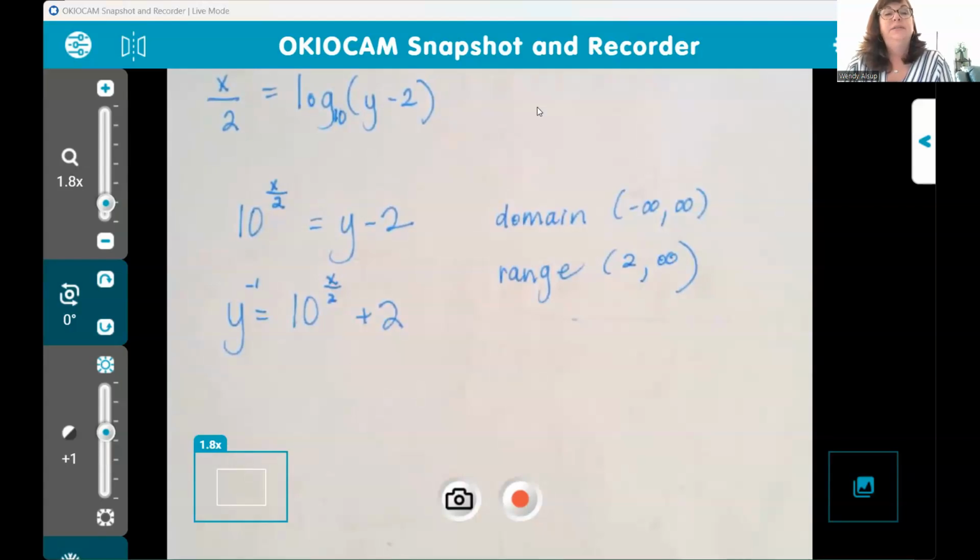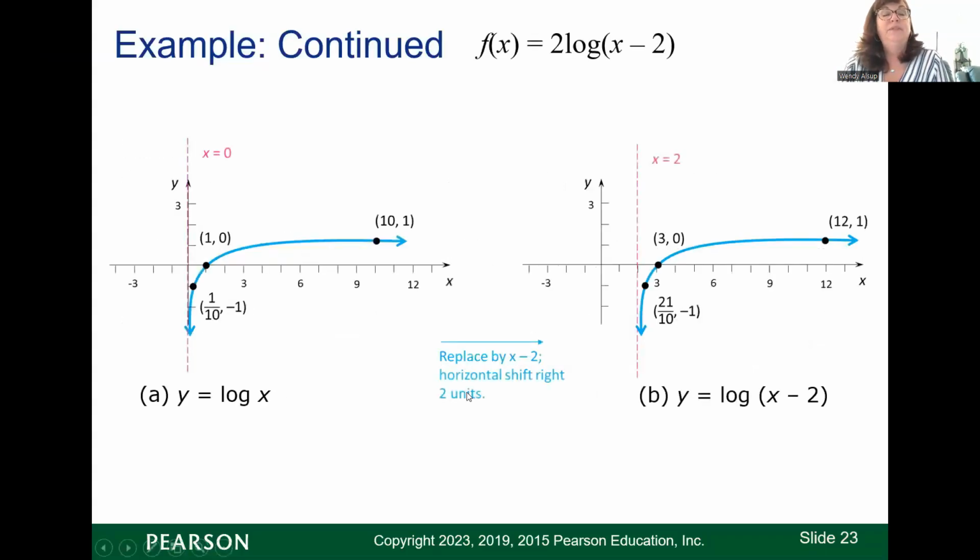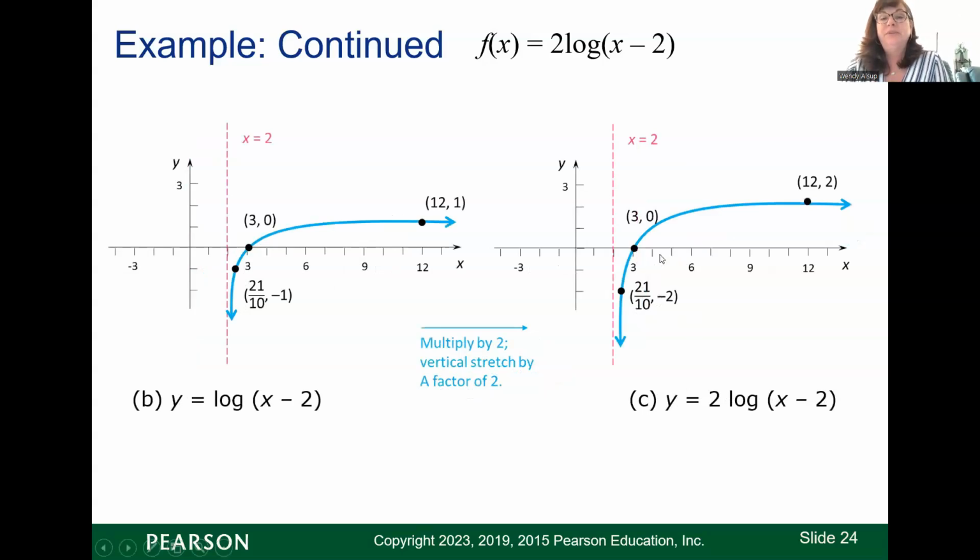All right. So if you take the original, log base 10 of x, when x is 1, y is 0, when x is 10, y is 1. Pick it up and move it 2 units to the right. So instead of 1, 0, you've got 3, 0. Instead of 10, 1, you've got 12, 1. And then we're going to stretch it by a factor of 2. So 3, 0 stays 3, 0, but 12, 1 becomes 12, and then 1 times 2, which is 2, stretched by a factor of 2.